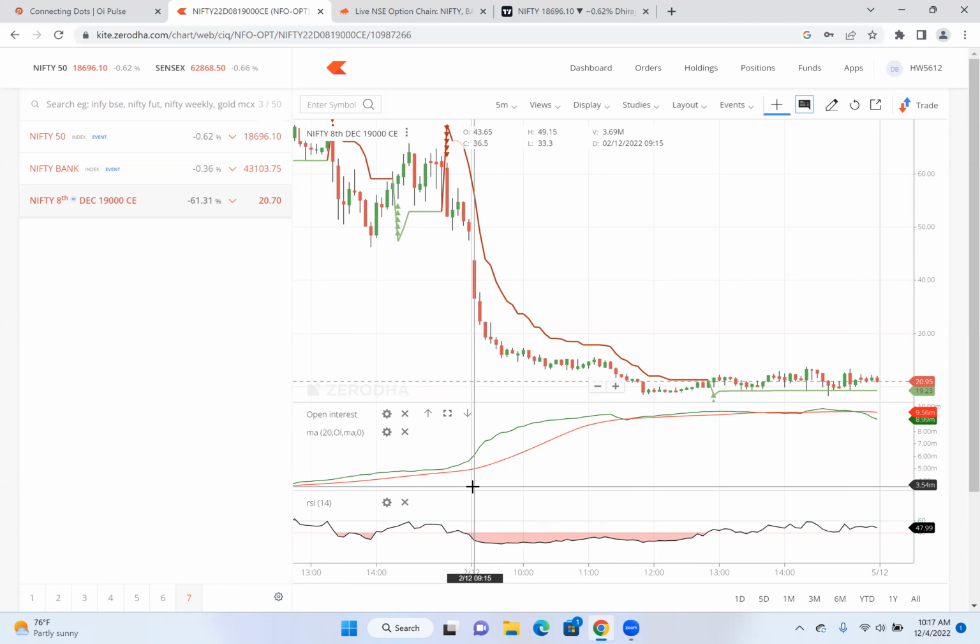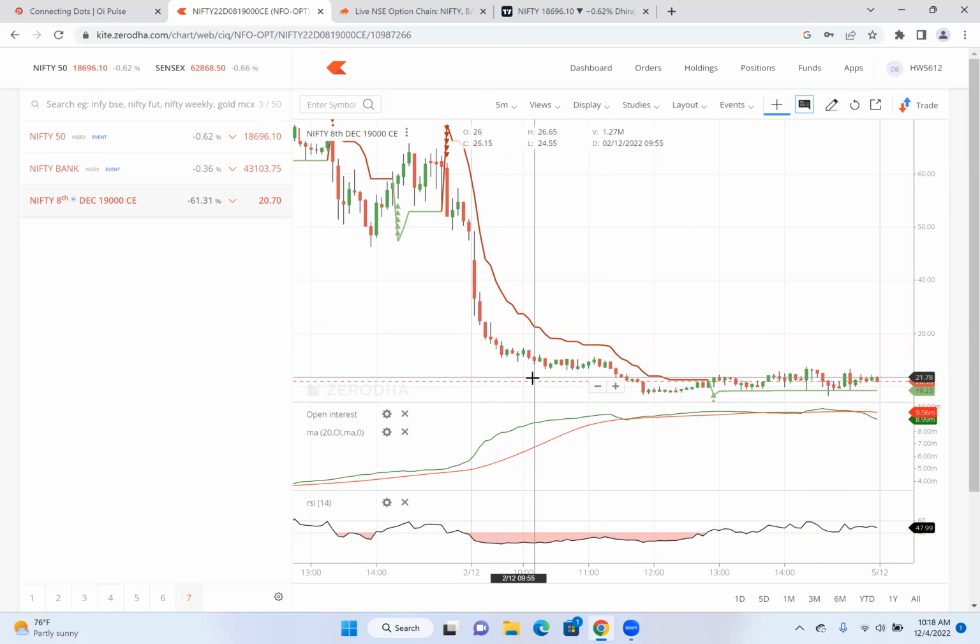When the market opened at 9:15, I looked at where the OI is getting built, say 19,000, and waited 5-10 minutes. At say 9:30, I see that the price is below the super trend, OI seems to be going up, and RSI is below 40, so I will sell this option.